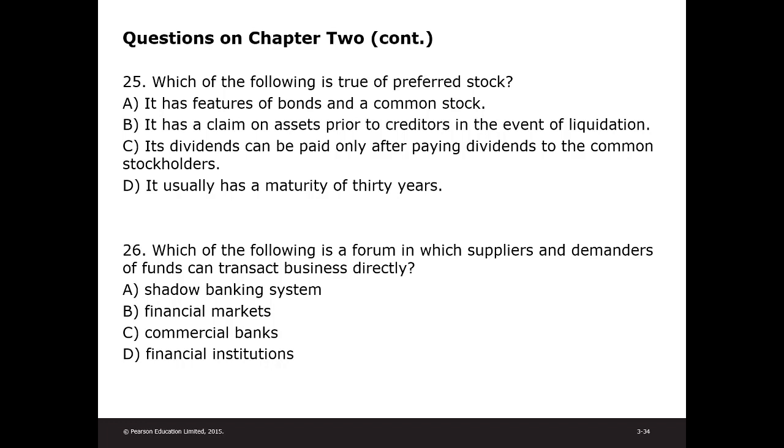Which of the following is true about preferred stocks? It has the features of bonds and common stock. That's true. It has a claim on assets paid to the creditors in the event of liquidation. That's not true. Creditors have the first claim on assets. Its dividends can be paid only after paying dividends to the common stockholders. No, that's not true. They receive their dividends first. Finally, it usually has a maturity of 30 years. That's not true. Preferred stock does not have any maturity at all. They are what we call perpetuity, lasting as long as the company lives. So the answer here will be A.